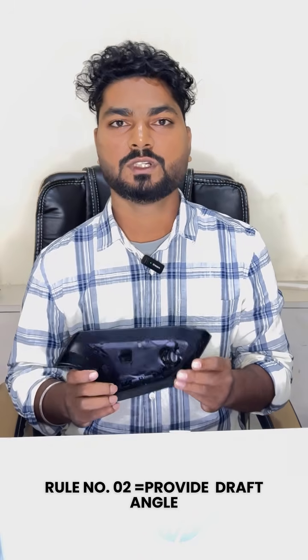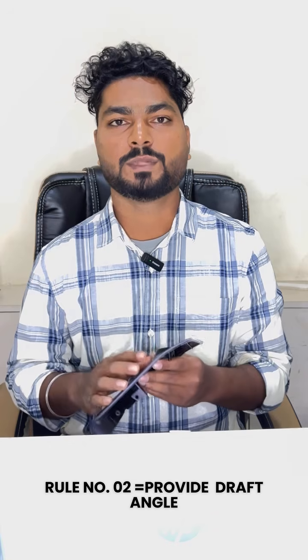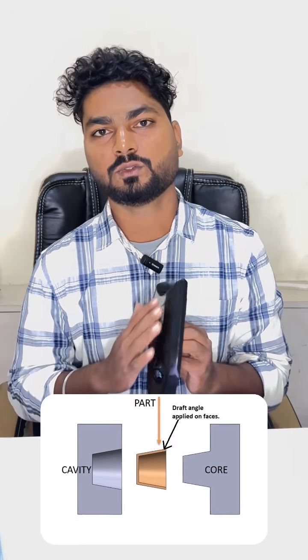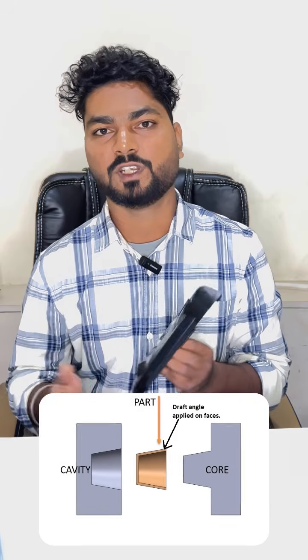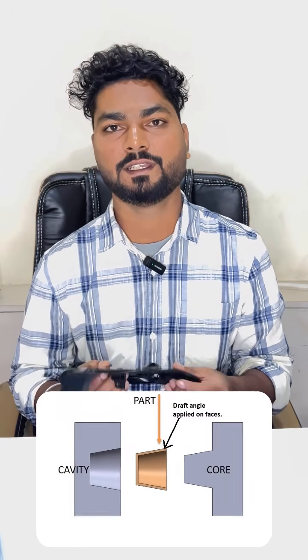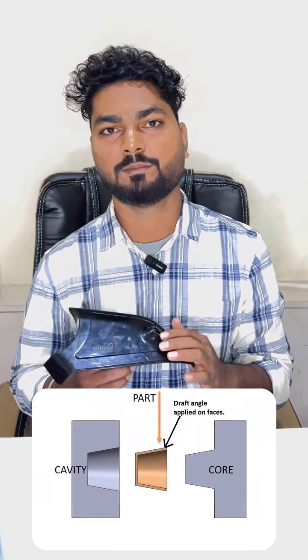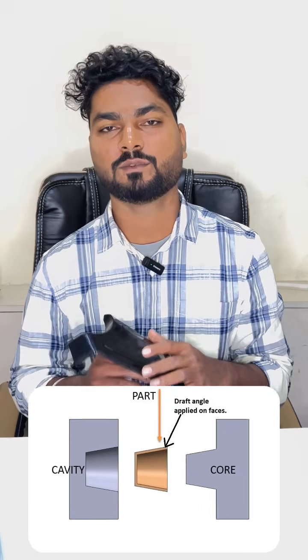Then in rule number two, we provide the proper draft angle. Every part has a different draft angle value depending on its graining structure. Proper draft values like 0.5 degree, 3 degree, 5 degree, 7 degree, 9 degree are used depending on the requirement. It helps to eject the part easily from the mold.